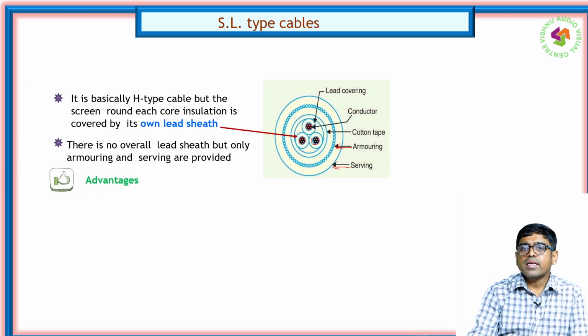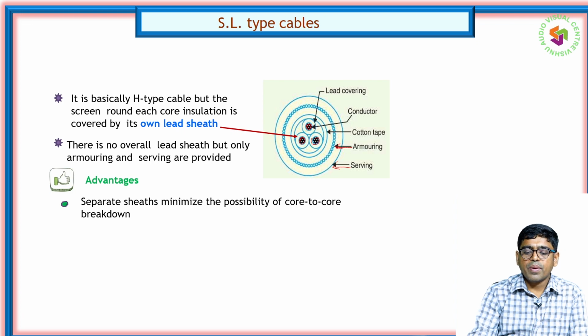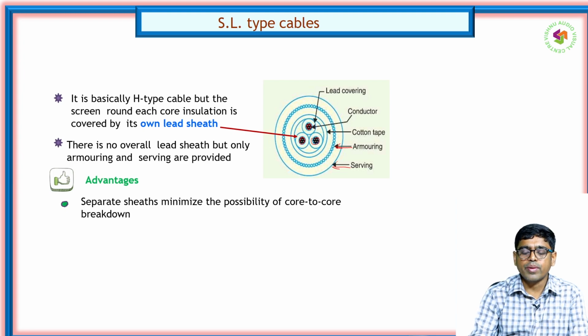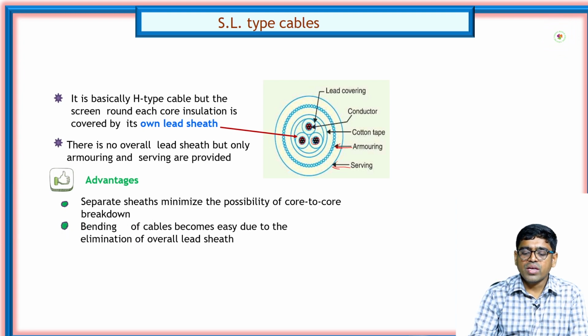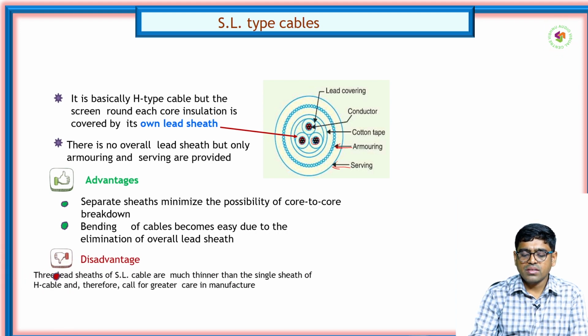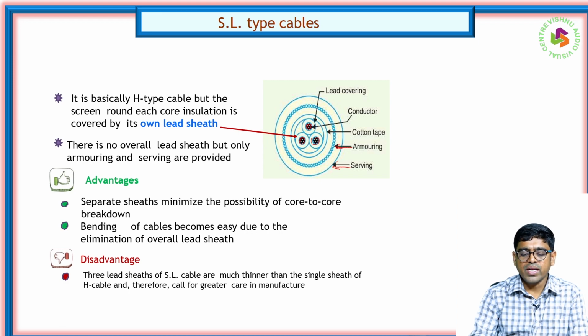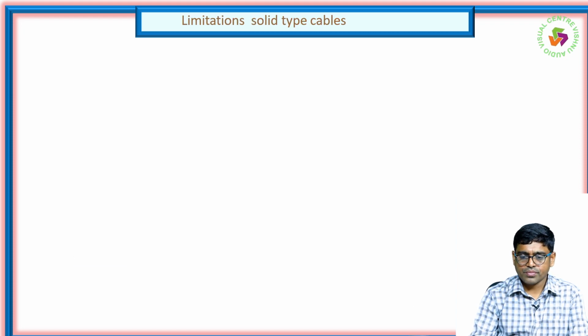The advantage of the SL type of cable is that the separate sheaths minimize the possibility of core to core breakdown, and bending of the cable becomes easier due to the elimination of the overall lead sheath. The disadvantage is that the three lead sheaths of SL cables are much thinner than the single sheath of the H type cable, therefore they call for greater care in manufacture.